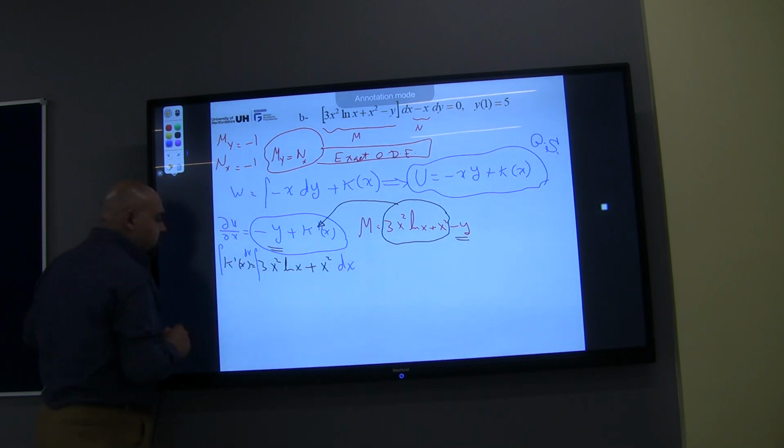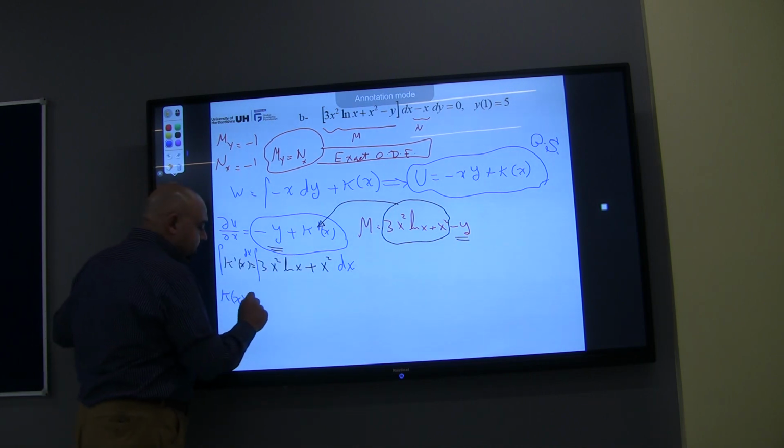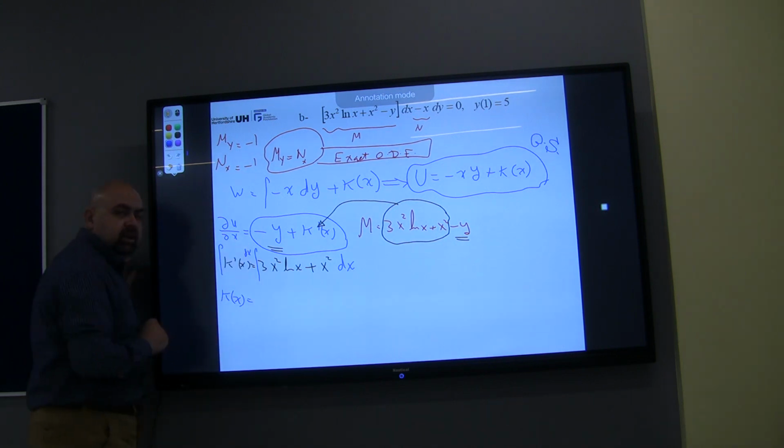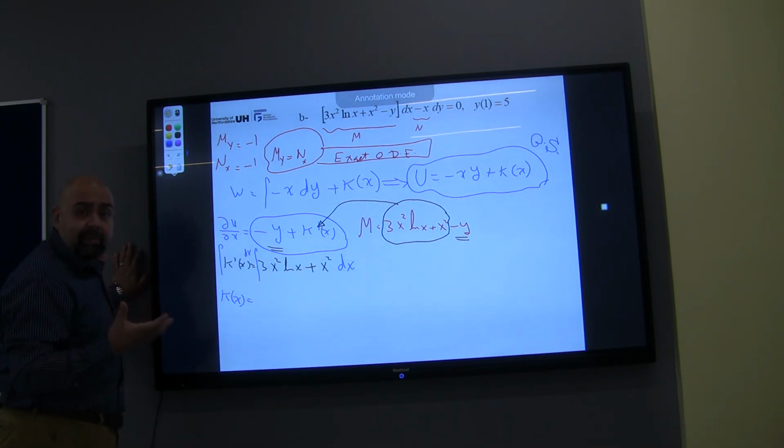Okay, let's do the integration. When I integrate this part, it's going to be k of x. How do we integrate this part? This is going to be done using integration by parts. I can't continue with ordinary integration because I have the function 3x squared times ln x. So choose one of them to be integrated and the other part will be differentiated.